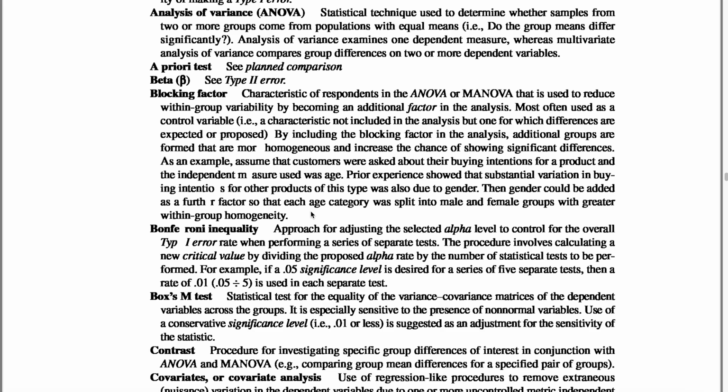By including the blocking factor in the analysis, additional groups are formed that are more homogeneous and increase the chance of showing significant differences. As an example, assume that customers were asked about their buying intention for a product. An independent measure used was age.